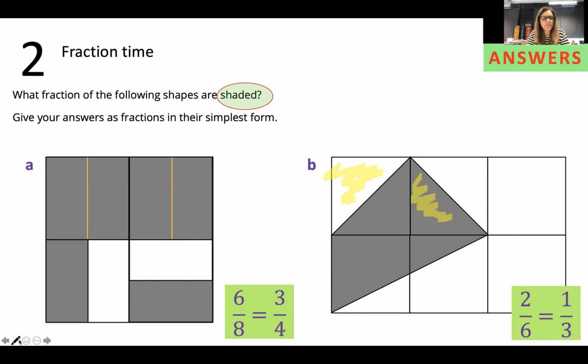If we do the same, let's see if I can change the color. Anyway, apologies. Okay, so this small one here, we can move down to here, and we have created a whole gray shaded square. So we've got 2 gray shaded squares out of 6 squares in total, 2 over 6. Again, we need to simplify it, and that gives us 1/3.